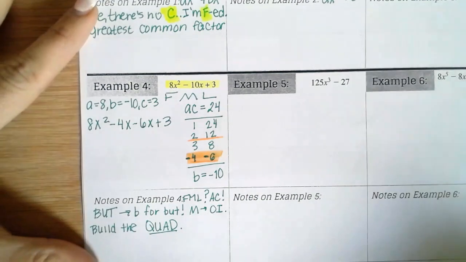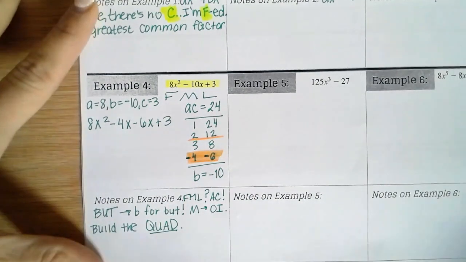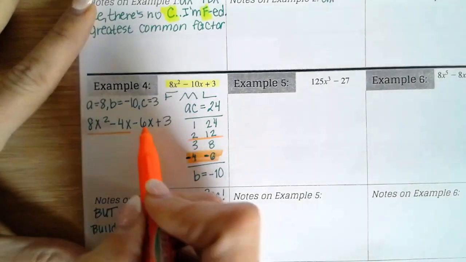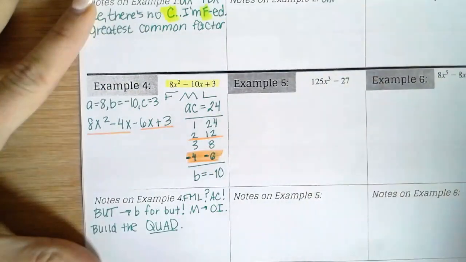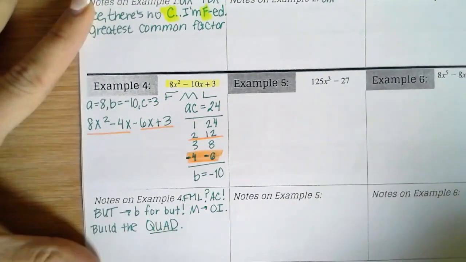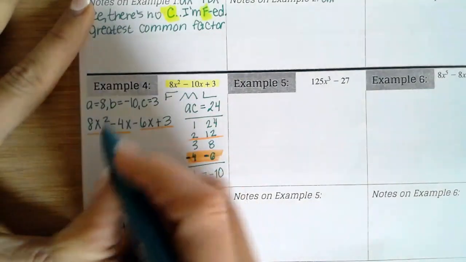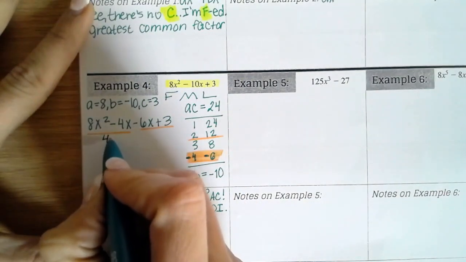Now we're going to do factoring by grouping. So underline the greatest common factor. What's the greatest common factor? Right here, 4x.